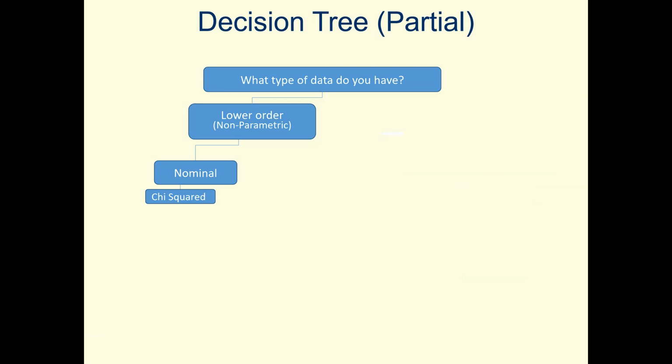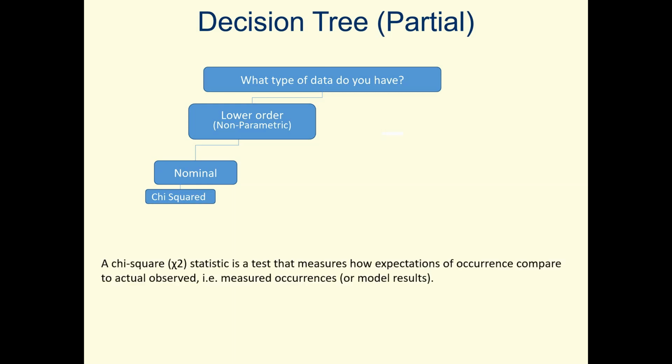The first example that I'd like to go over is a lower order, so we know we're going to be working non-parametrically, and if we have nominal data. And hopefully you remember from your scales of measurement that nominal data is purely labels. So this is a categorical type analysis. And for categorical analysis, we use something called the chi-squared test. And what we're looking at is, if we expect something to happen a certain amount of times, does the recorded measurement of this occur as often as we would think?